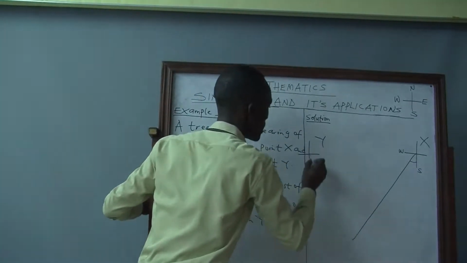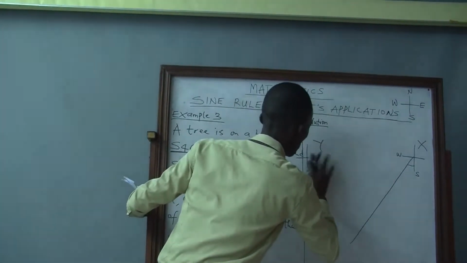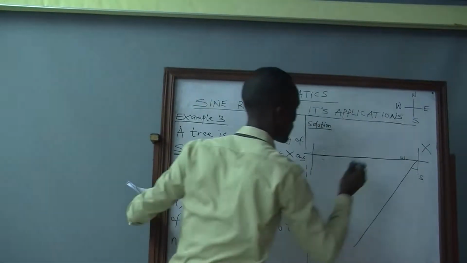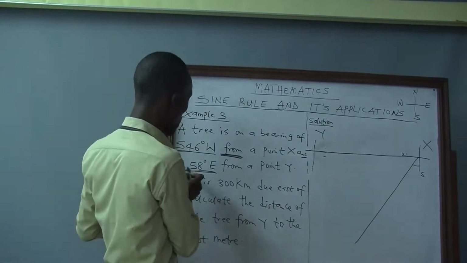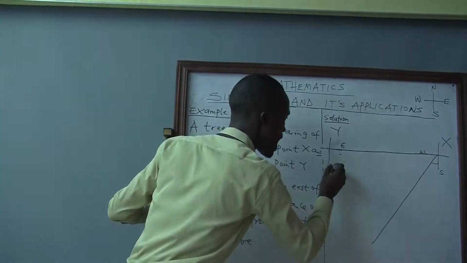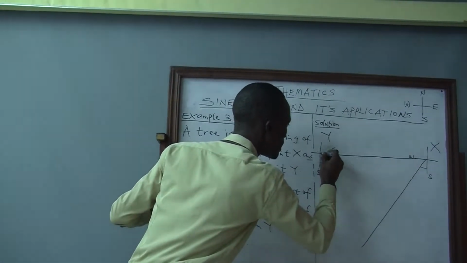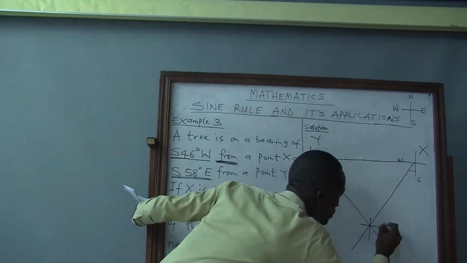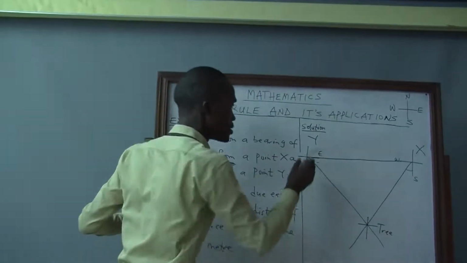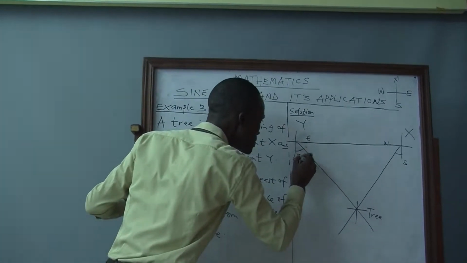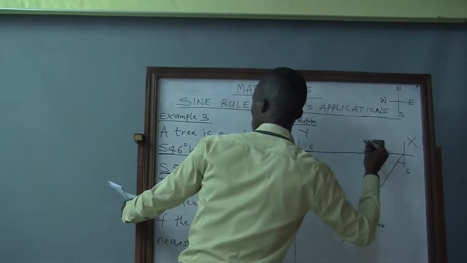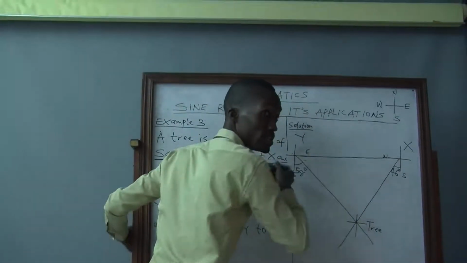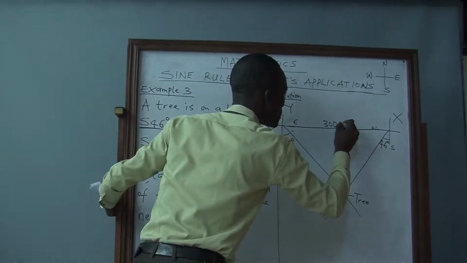This is Y, and this is south 58 degree east. This is east, and this is south. So 58, we have it like this. So this is the position of the tree that we are talking about. The tree. So this one is 58, and this one is 46 degree. The distance between this and this is 300 meters.